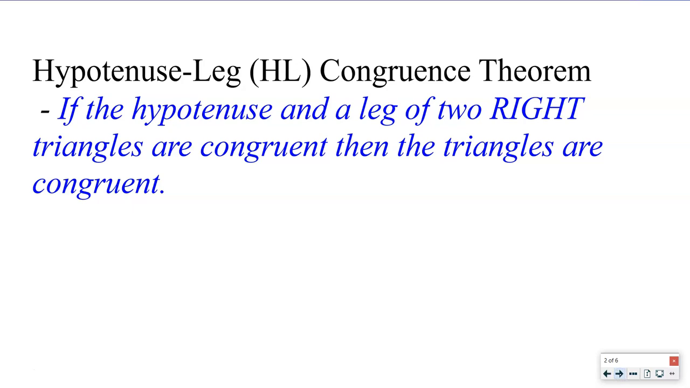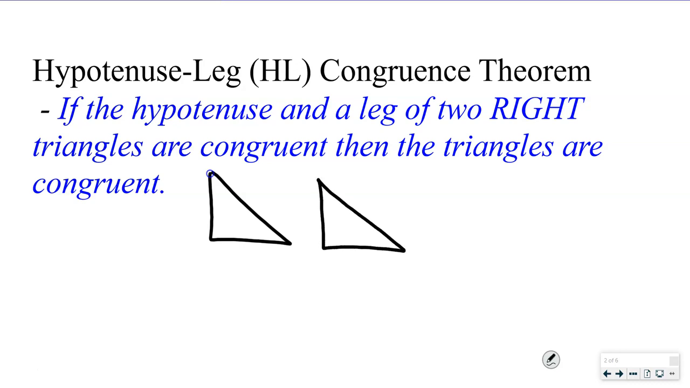Then the HL congruence theorem is the hypotenuse leg. If the hypotenuse and a leg of two right triangles are congruent, then the triangles are congruent. So this is specifically for right triangles. So if I've got two right triangles, we know they're right because they're marked as right angles.